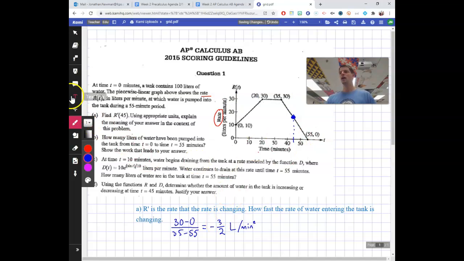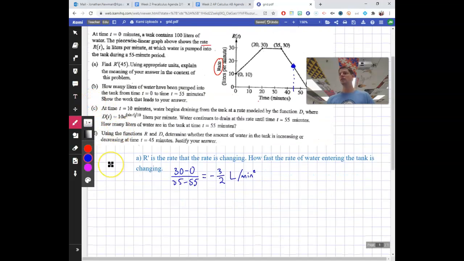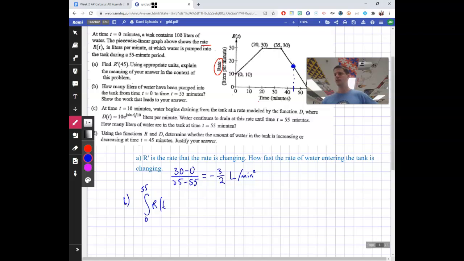Great. On to part B: how many liters of water have been pumped into the tank from 0 to 55 minutes? Show the work that leads to this answer. Well, we can write that as the integral from 0 to 55 of R of t dt. So then we don't have an equation, so what do we do? Well, remember, that's the area under the curve.